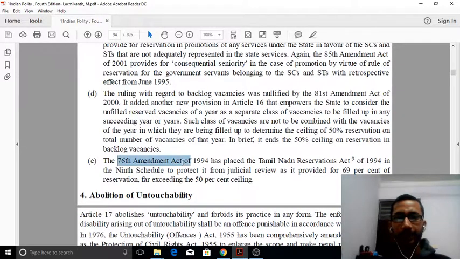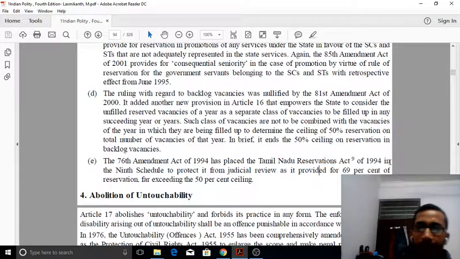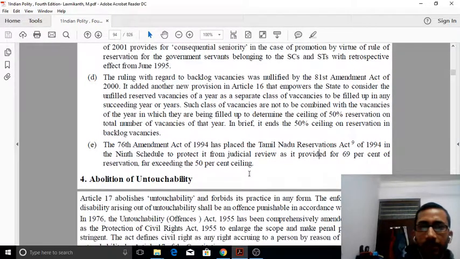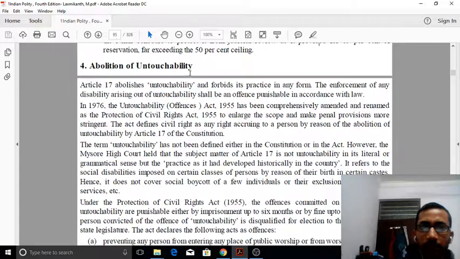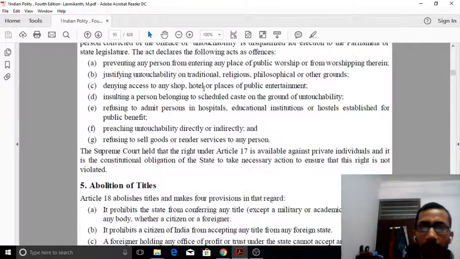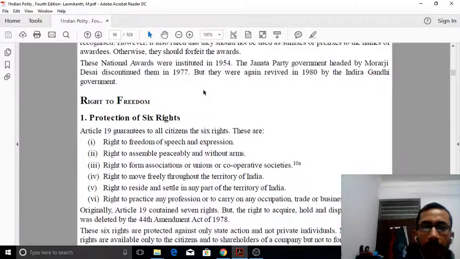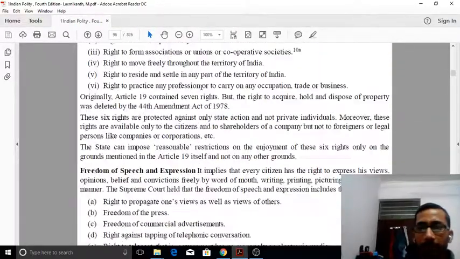The 76th Amendment Act of 1994 has placed the Tamil Nadu Reservation Act of 1994 in the Ninth Schedule to protect it from judicial review, as it provided for 69% reservation, far exceeding the 50% ceiling, right? And abolition of untouchability, that I will discuss in the next part of this video.